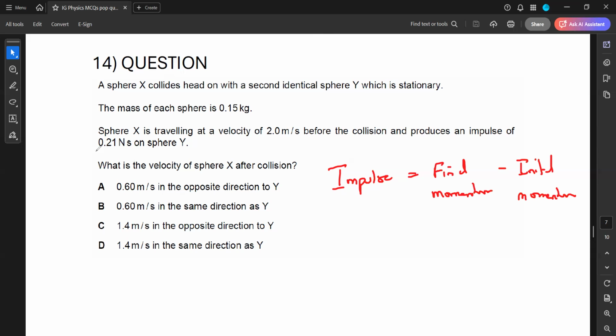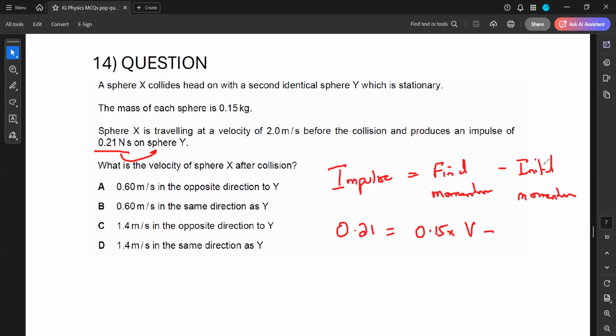What about the impulse? The impulse is given as 0.21. They already mentioned that this produces an impulse of 0.21 Newton second on sphere Y. So there's a change in momentum for sphere Y of 0.21. What about the mass of sphere Y? That is 0.15. The speed of sphere Y is unknown. We call it x, or you can also say v.